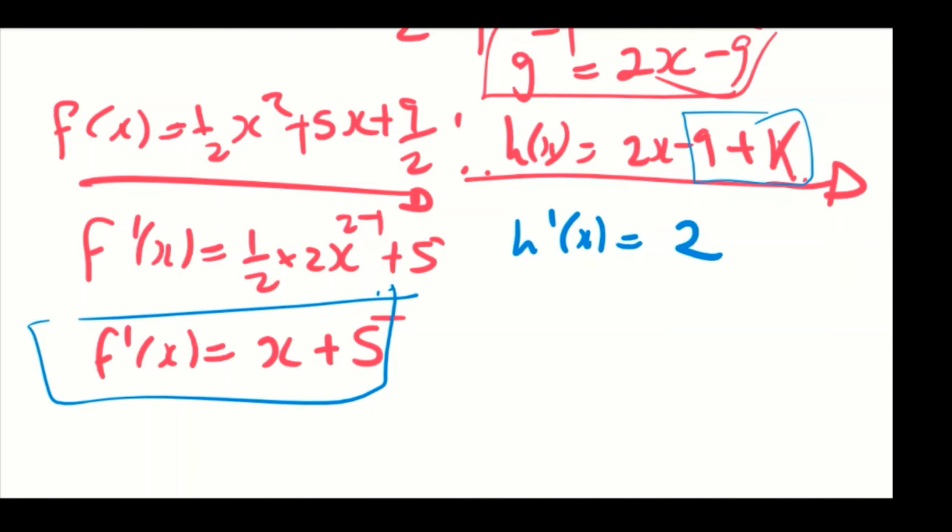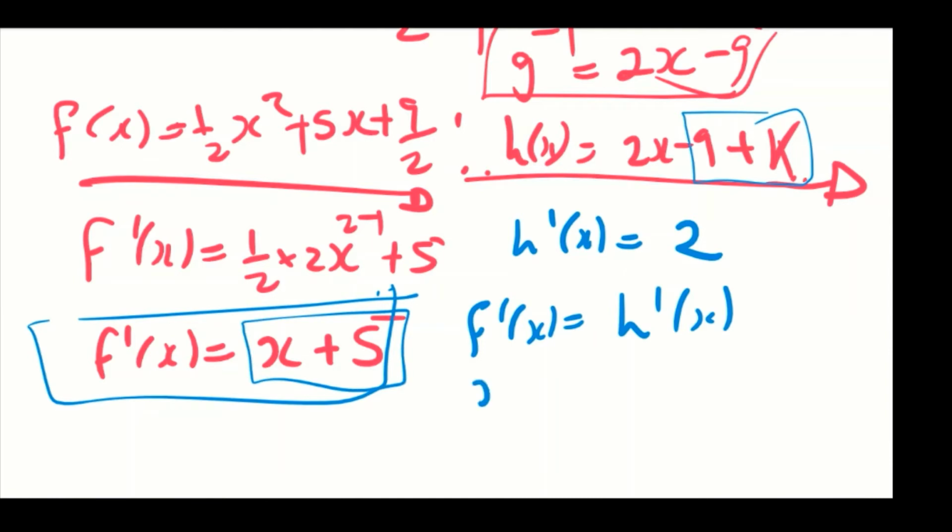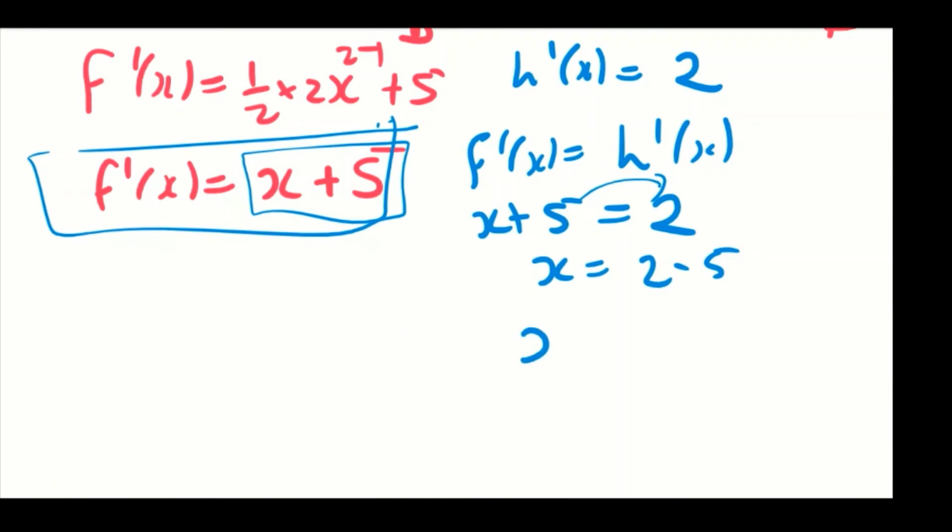So we are going to say f prime of x is equal to h prime of x, because they meet at that point, right? The gradients are equal. So instead of writing f prime of x, we're going to write x plus 5. So x plus 5 is equal to 2. Transpose the 5 to the other side, you have x equals 2 minus 5, and then our x is equal to minus 3, right?